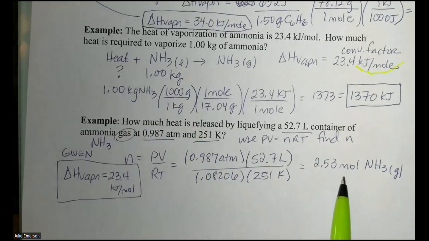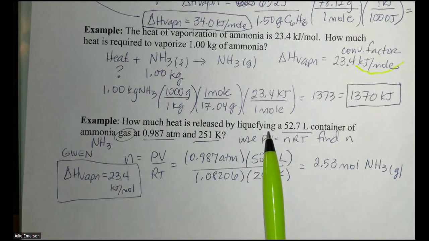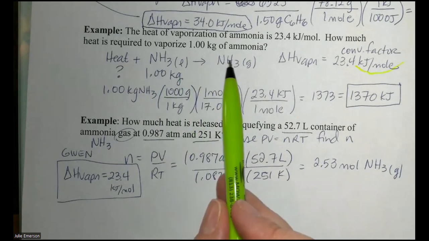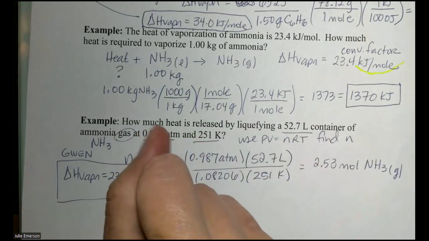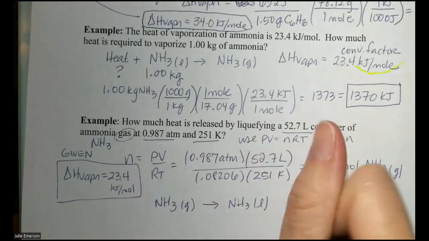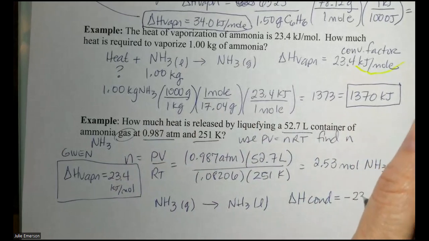So what I know is I've got 2.53 moles of ammonia gas. I know the heat of vaporization for ammonia is 23.4. We want to know how much heat is released by condensing or liquefying this many moles of ammonia gas. So like we were talking about, if I know that taking ammonia liquid to ammonia gas, heat of vaporization is 23.4, let's go the opposite direction. We have ammonia gas in this question becoming ammonia liquid. And that is the heat of condensation rather than vaporization. So that means it is negative 23.4 kilojoules per mole.